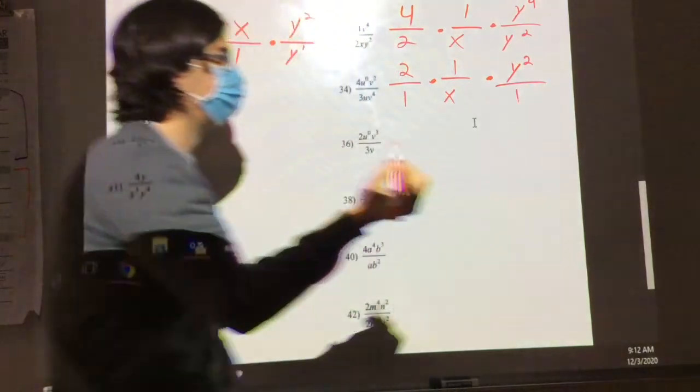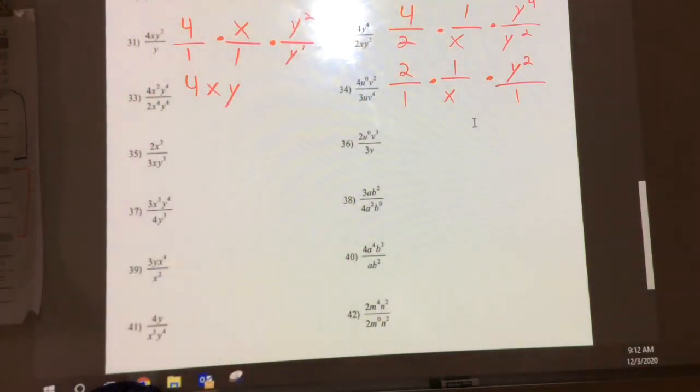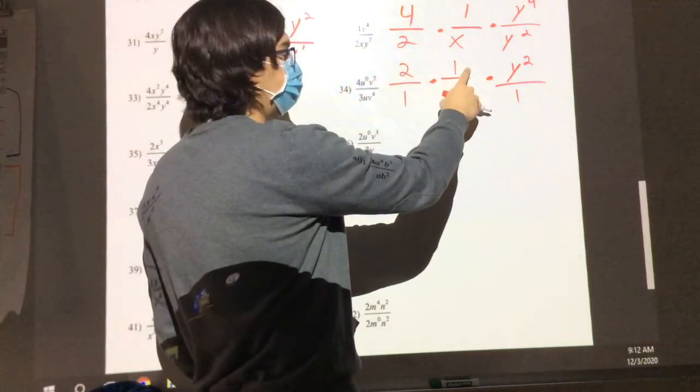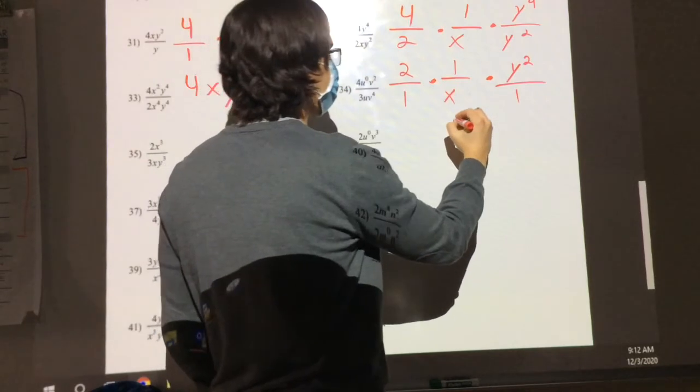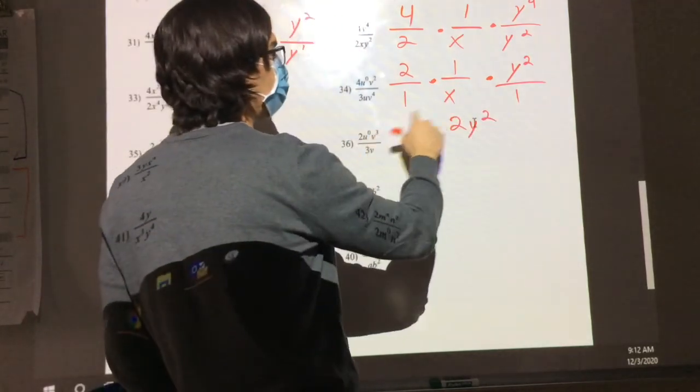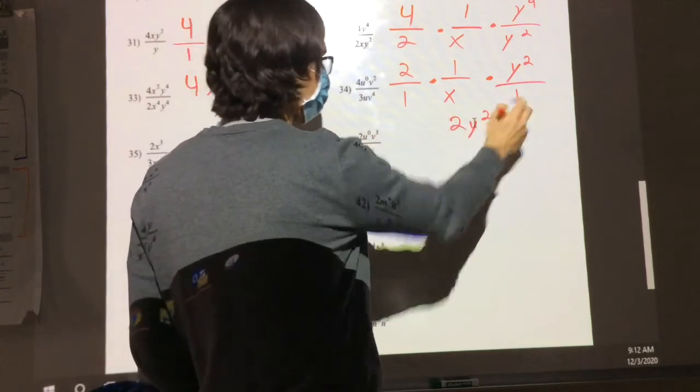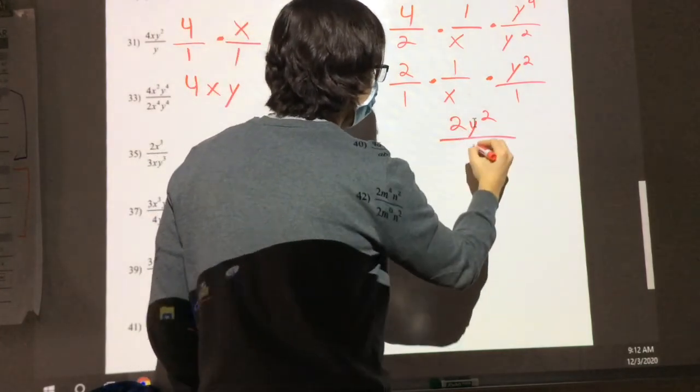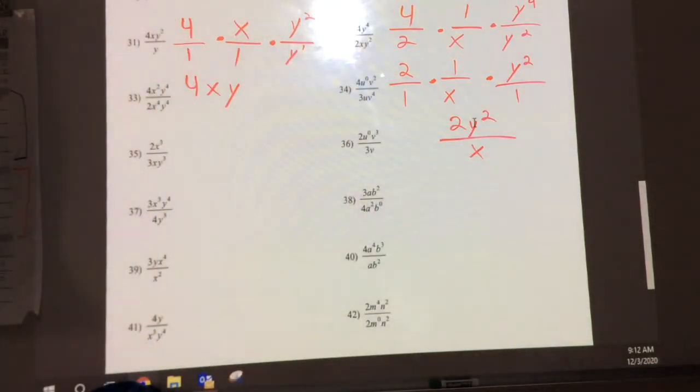1. Over 1. Now, from this point, whenever we're multiplying fractions, it's just top times top, bottom times bottom. 2 times 1 is? 2 times y squared is? Two y squared. 2y squared. 1 times x is x or 1x. 1x times 1 is 1 or x or 1. There's your answer. 2y squared over x.